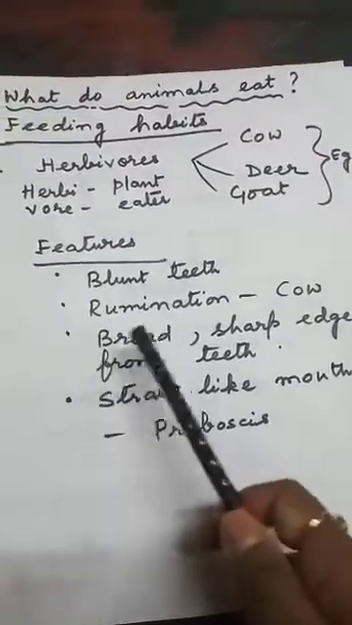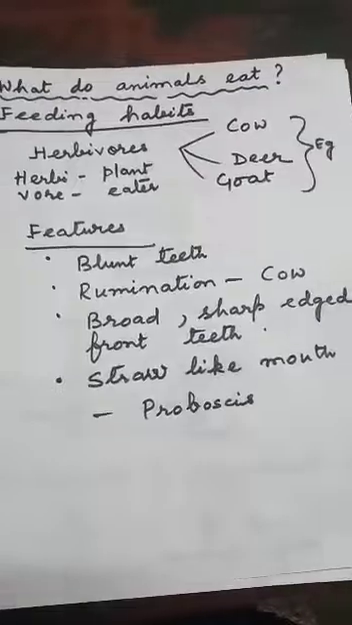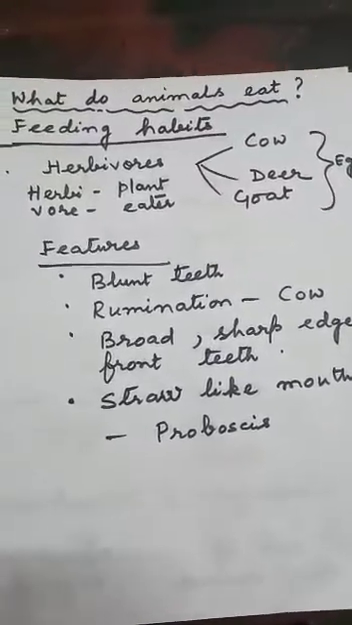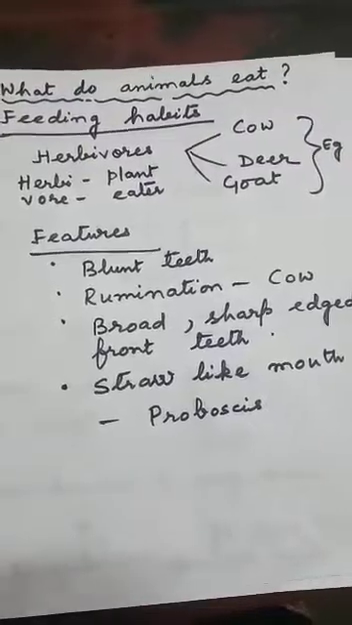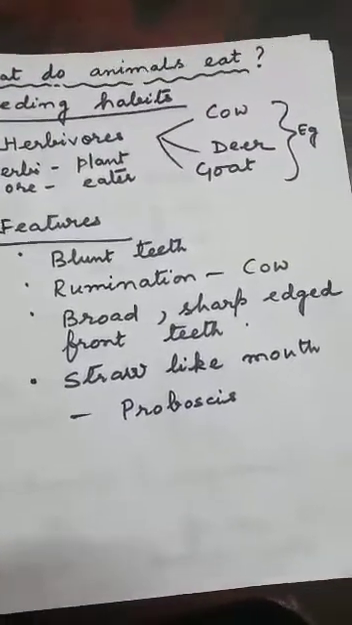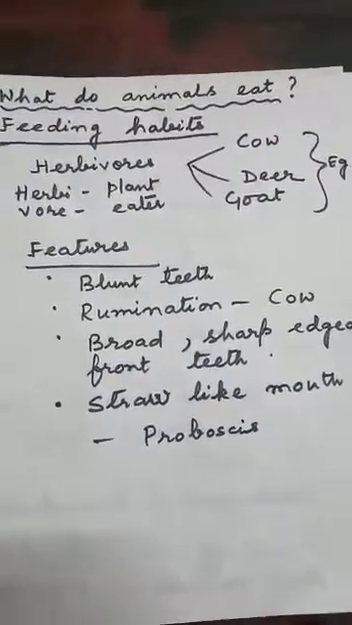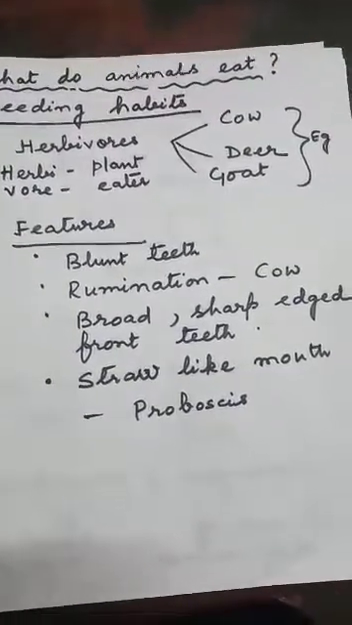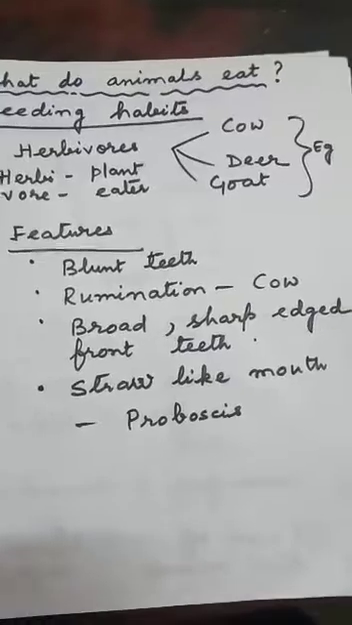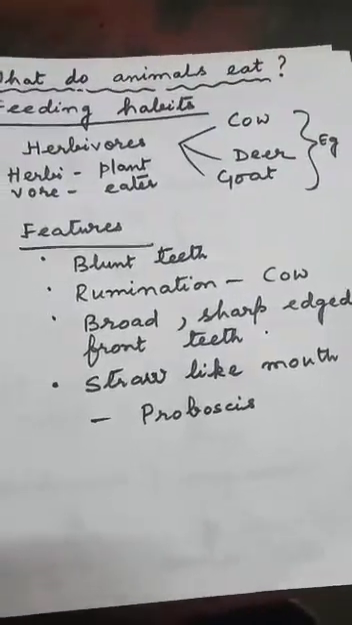Next, number 3 is broad, sharp-edged front teeth. Some of the herbivores eat nuts and they need broad and sharp-edged front teeth to crack the nuts. For example, in squirrels. I think all of you have seen squirrels moving here and there on the tree. They mainly eat nuts and fruits, so they need to crack the nuts. For cracking the nuts, they have broad and sharp front teeth.